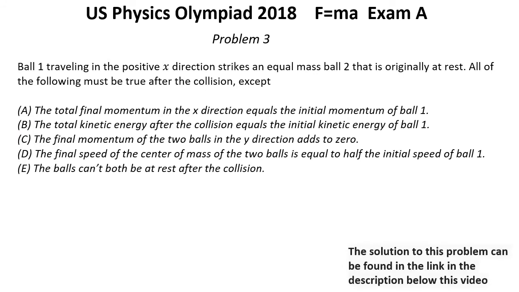Problem number 3. Ball 1 traveling in the positive x direction strikes an equal mass ball 2 that is originally at rest. All of the following must be true after the collision except. Solution for problem number 3. Let's check all sentences. A. The total final momentum in the x direction equals the initial momentum of ball 1. That's true because we have momentum conservation, and it means that this is not the correct answer.